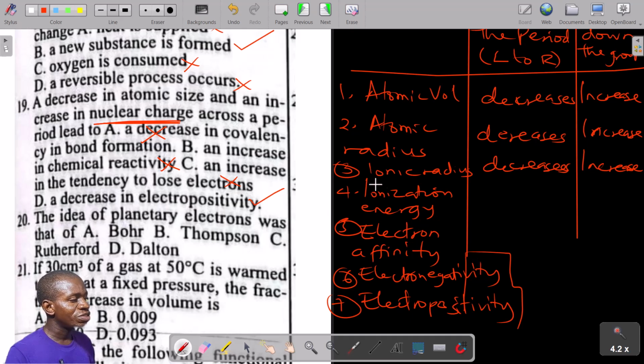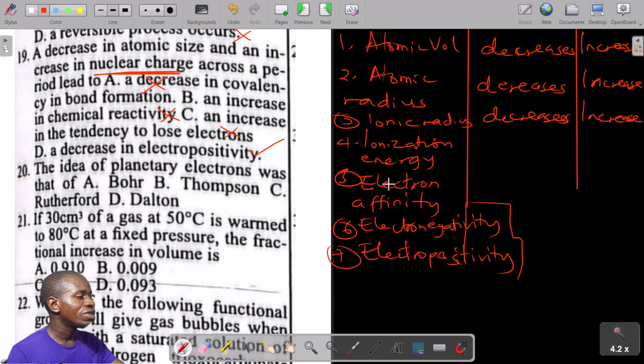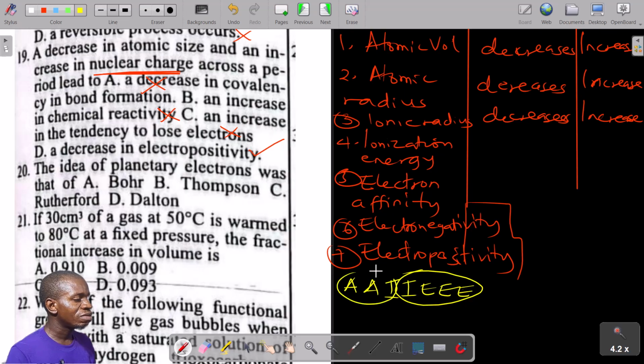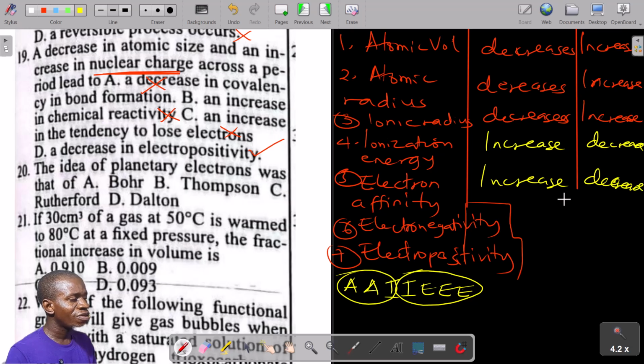So you see, from number 4, I basically call that IEEE. Let me show you something. The mnemonic I can use is A for atomic volume, another A for atomic radius, then I for ionic radius. Then from number 4, ionization energy, I will have IEEE. So these have the same property. It simply means that for ionization energy, the fourth one, across the period it increases and down the group it decreases. For the fifth one, electron affinity, it increases across and decreases down. I hope you're getting the logic that I'm using here.